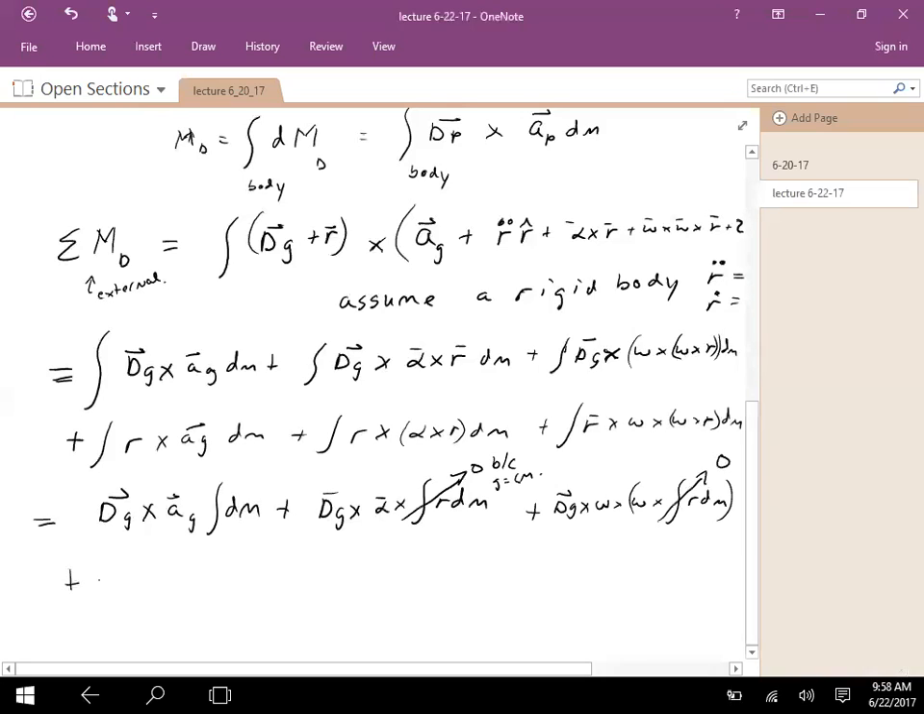Plus, the next term I've got r cross ag dm. Well, I can swap the order of the cross product by changing the sign. For the dot product I can swap the order and the sign doesn't change, but for the cross product, I can swap the order and change the sign. So I'm going to make the next term minus ag crossed with the integral of r dm, because the r has to stay in the integral. Maybe this isn't going to be so bad. That goes to 0. I'm on a roll. And then I've got the last two terms. In my notes here, I'll call it A plus B, where this is A and this is B.